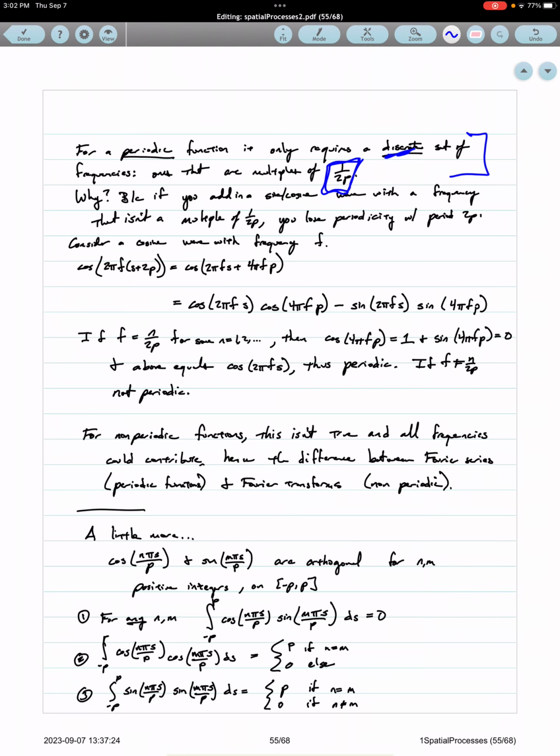And so that's basically what I'm saying here, is that if we consider a cosine with frequency f and we enforce periodicity, then f has to be equal to n over 2p. And if it's not periodic, the jump to Fourier transforms, which we'll do a little bit later, is that all frequencies will be included, and so it won't be countable, it won't be a summation, it will be an integral.